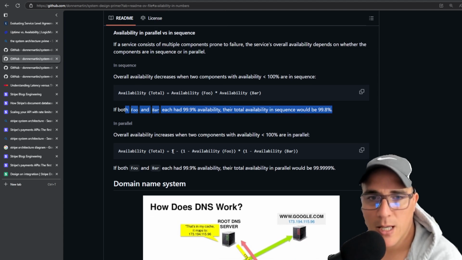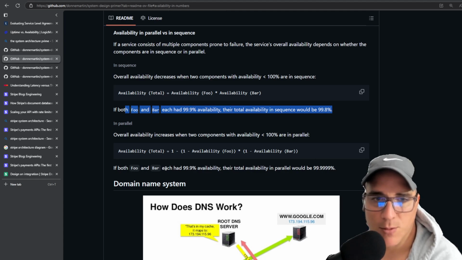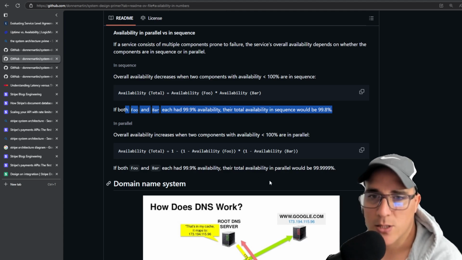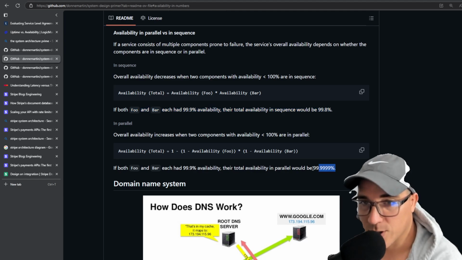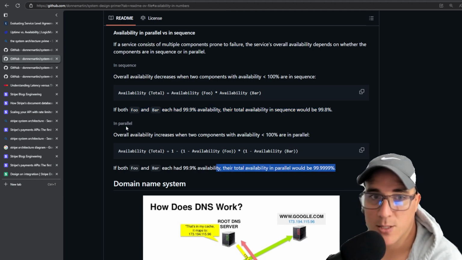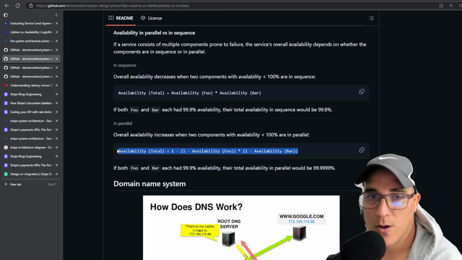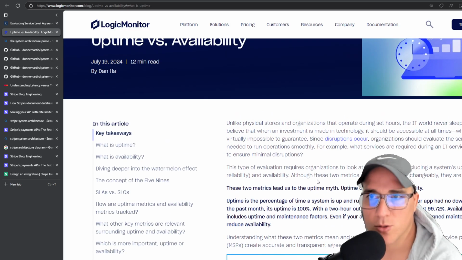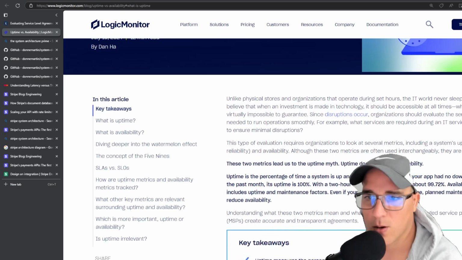But in parallel, availability increases when two components with availability less than 100% are in parallel. So in this case, if you have service foo and service bar, and each of them has 99.9% availability, the total availability in parallel would be 99.9999%. That's why I think parallelism is very important to understand. This is a very important specific idea that I want to share. We don't want to miss this.